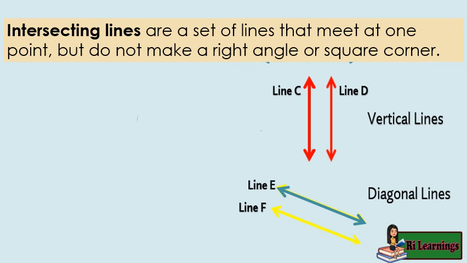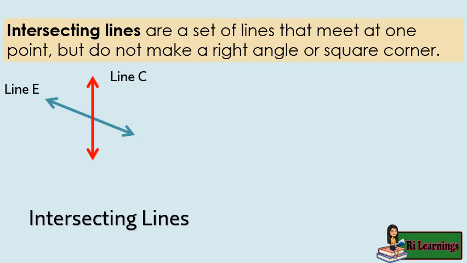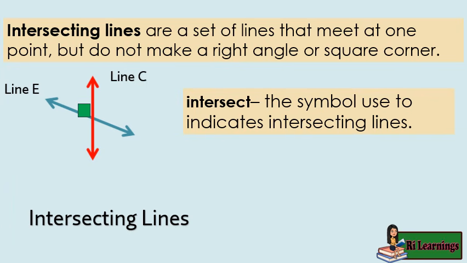Intersecting lines are a set of lines that meet at one point, but do not make a right angle or square corner. Take a look at line C, a vertical line, and line E, a diagonal line. Lines C and E are intersecting lines that meet at one point, but do not make a right angle or square corner. This is the symbol used to indicate intersecting lines. So we can say line C intersects line E.